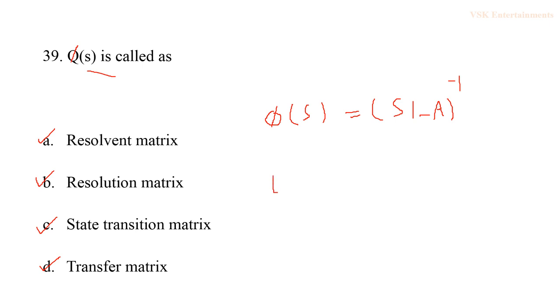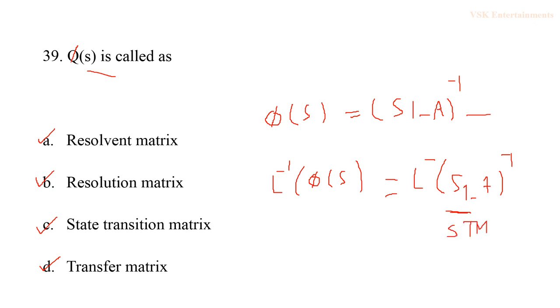By applying the inverse Laplace transform, we get the inverse Laplace transform of pi of S is equal to inverse Laplace transform of (sI minus A) whole inverse. And this is called the state transition matrix, which is denoted as STM. And pi of S is called the resultant matrix. So option A is the right answer for this one.